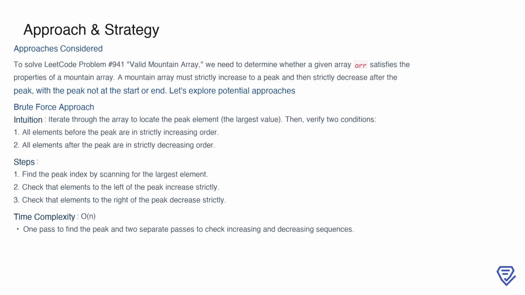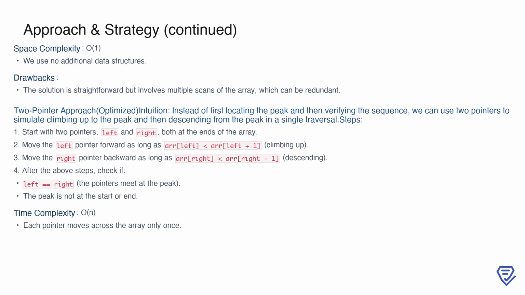The steps for this approach involve scanning the array to find the peak index, followed by 2 additional passes, one to check the left section for increasing order, and the other to check the right section for decreasing order. While this method runs in O(n) time due to the multiple passes, it is simple to understand and implement. The brute force approach has a space complexity of O(1) because it does not require additional data structures. However, a key drawback is that it involves multiple scans of the array, which can make it inefficient in practice.